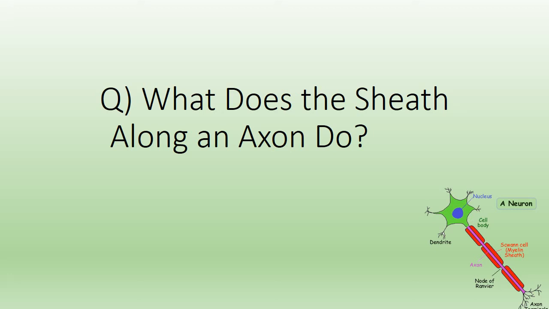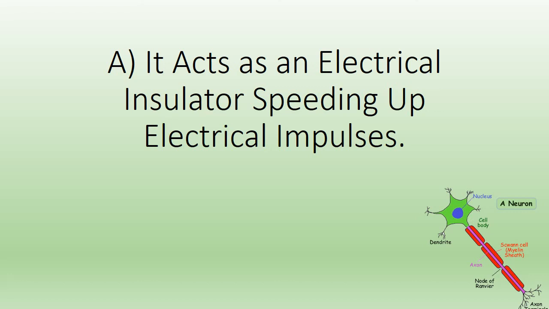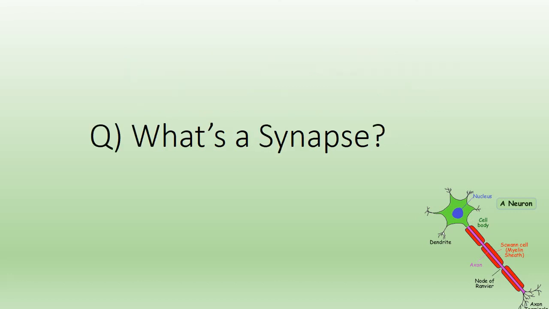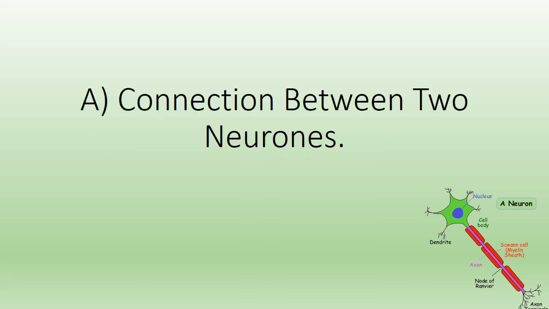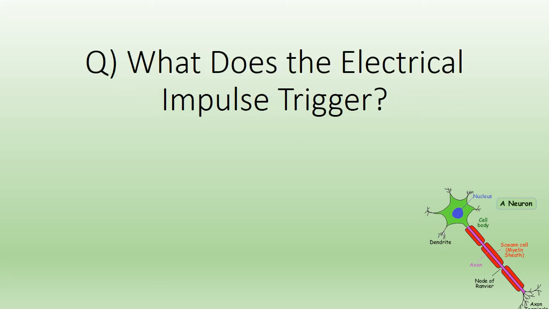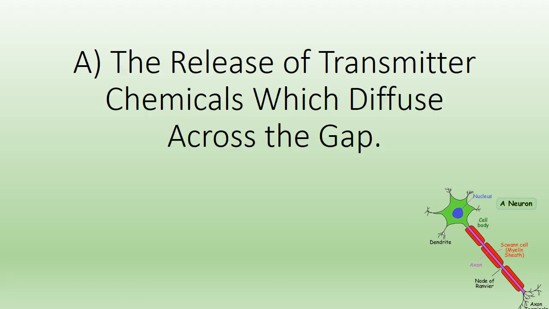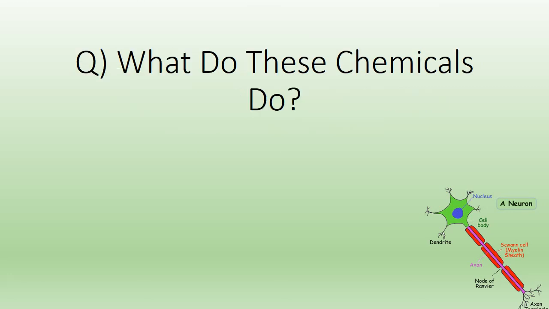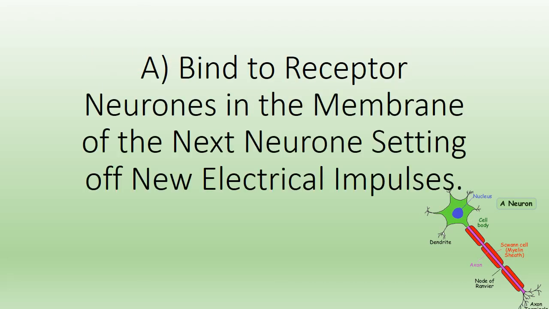What does the sheath along an axon do? It acts as an electrical insulator, speeding up electrical impulses. What's a synapse? Connection between two neurons. What does the electrical impulse trigger? The release of transmitter chemicals which diffuse across the gap. What do these chemicals do? Bind to receptor molecules in the membrane of the next neuron, setting off new electrical impulses.